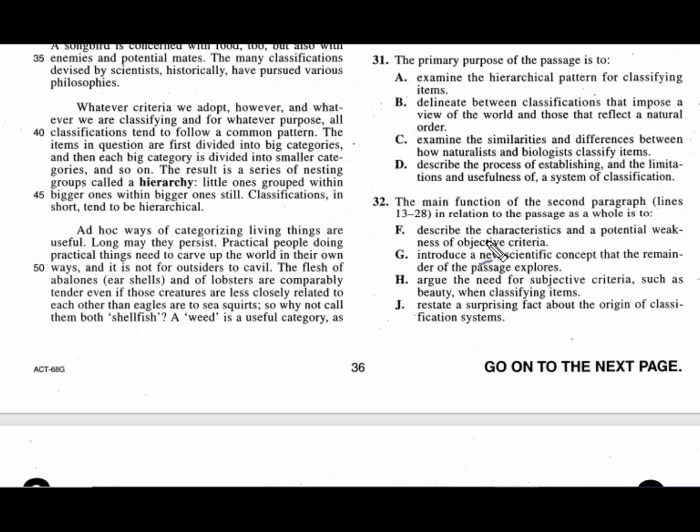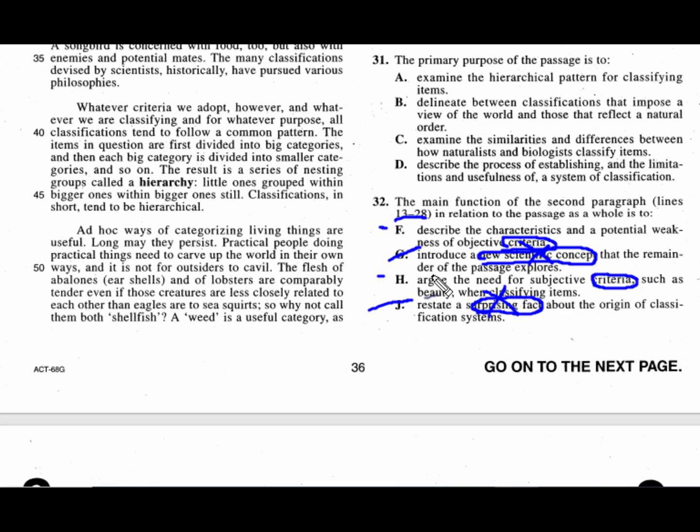It says describe characteristics of potential weaknesses of criteria. All right, that's what paragraph 2 is about. So let's put it up by that. Introduce scientific concept. Paragraph 2 doesn't talk about a scientific concept. H, the need for subjective criteria. All right, let's put it up by that. And J, restate a surprising fact. All right, our topic sentence in paragraph 2 is not about a surprising fact, and it is not about a scientific concept. So those two have the wrong nouns. You with me? G and J are out.